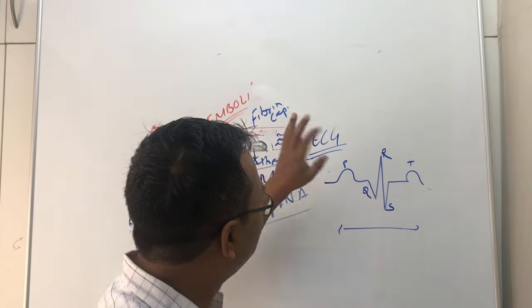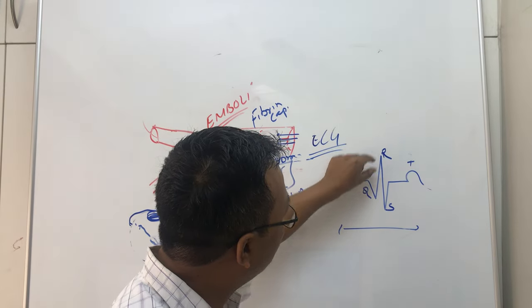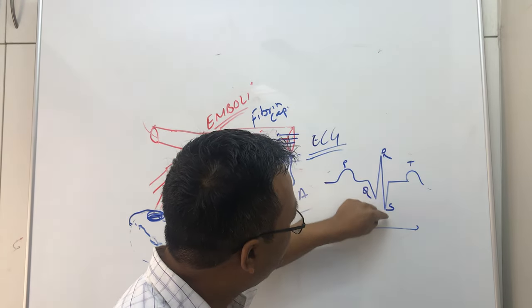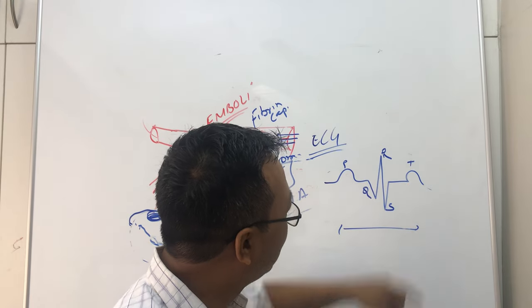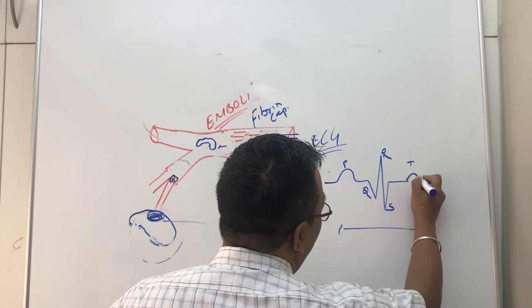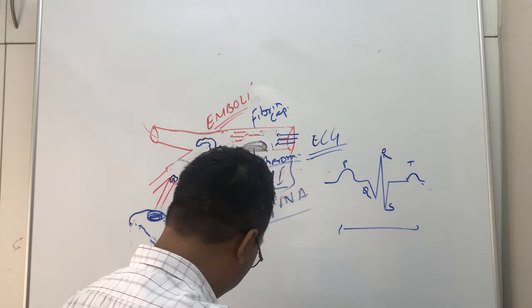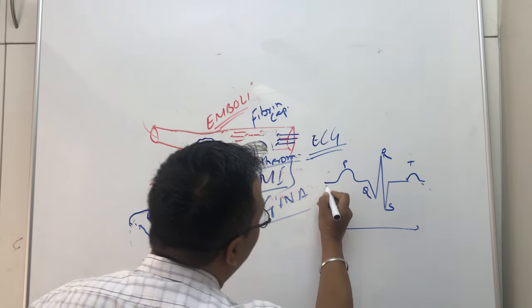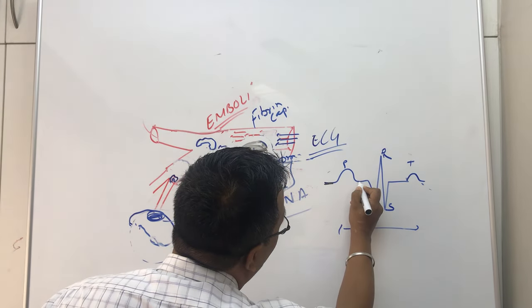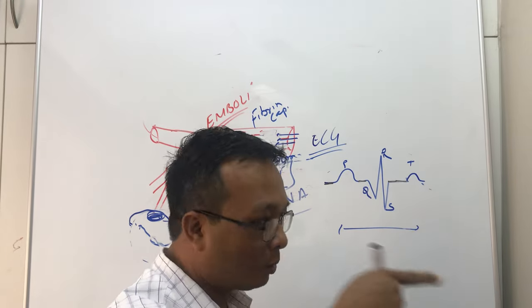So this is P, the starting wave. Q, R, the peak is R, S, and the next part is T wave. It's not as high as the P wave, it is just a little bit. So remember one thing, just as a beginner: this line should be in a straight line.